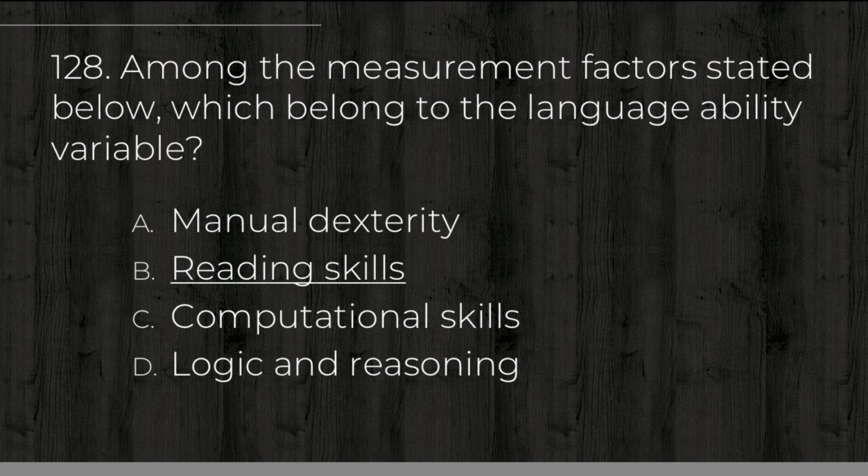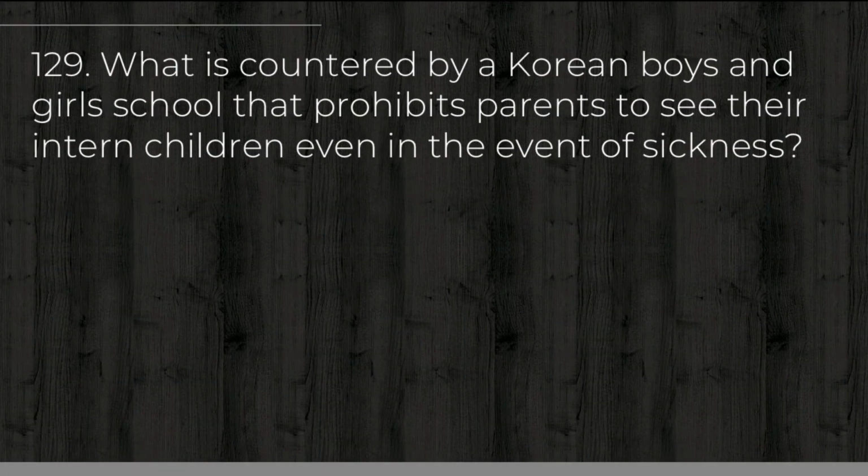Reading skills are directly related to language ability. Yung letter A is related to motor skills, not language. Yung letter C naman is related to math, hindi sa language. At yung letter D, logic and reasoning is important but not directly related sa language ability. So 128 is B.